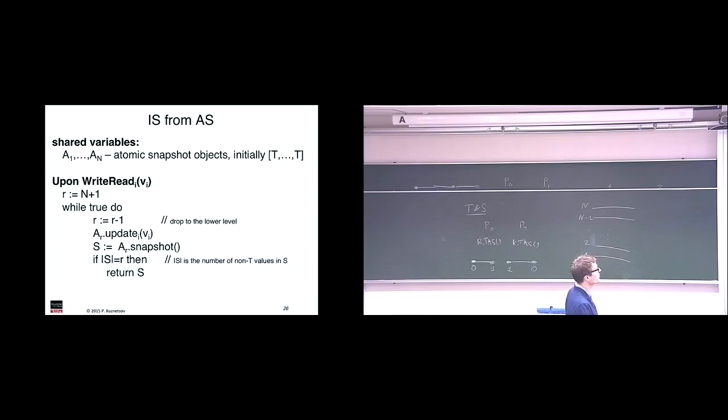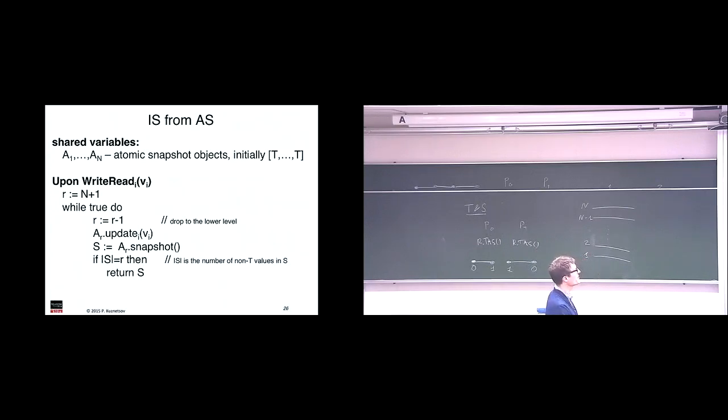They would access atomic snapshot object AN with their values, and take the snapshot of this atomic snapshot object. Then they take the size of the snapshot, the number of values they see, and the number of processes who concurrently or previously have written to this atomic snapshot object. If it turns out that the number of values which you see is exactly the floor which you are on, you're done. You return the current set. And this is believed to be the outcome of your write-read operation, of your immediate snapshot. Otherwise, you go down.